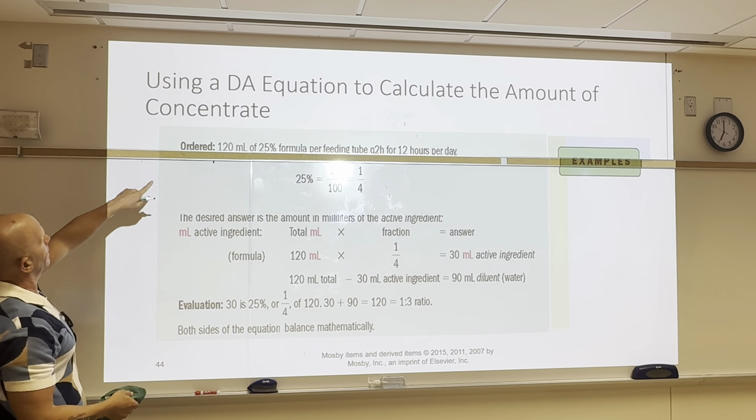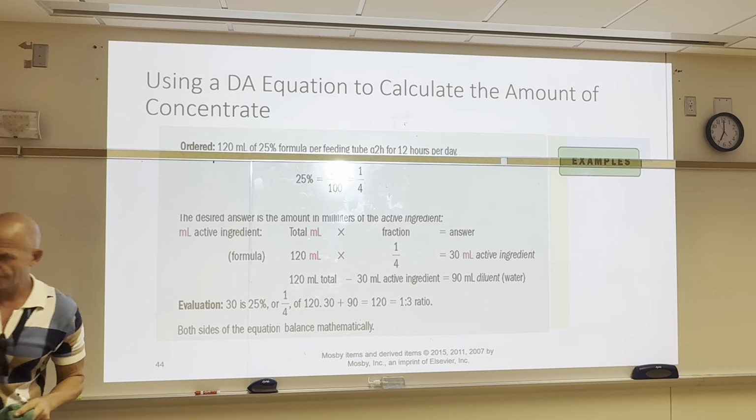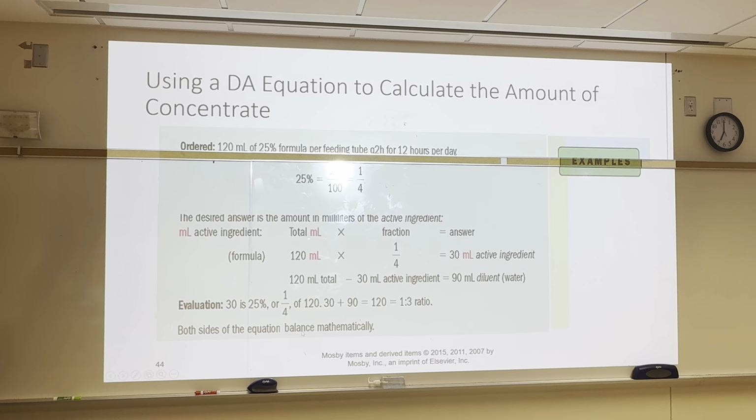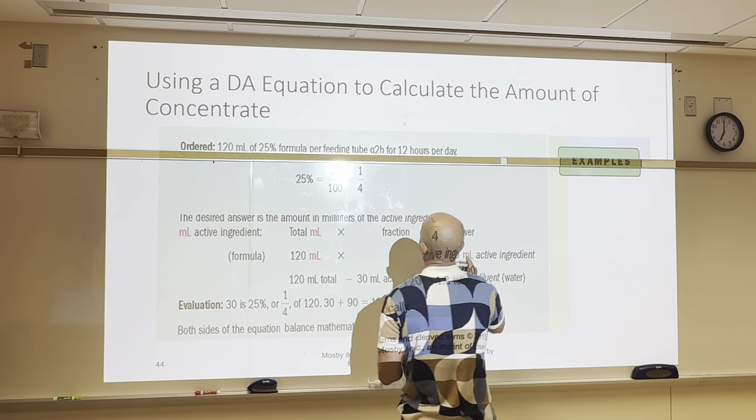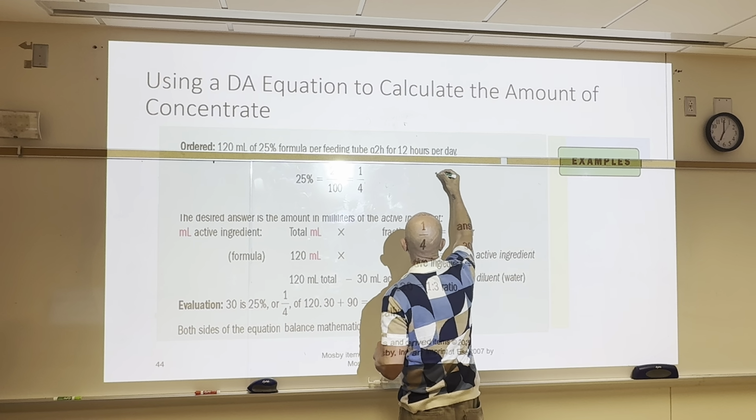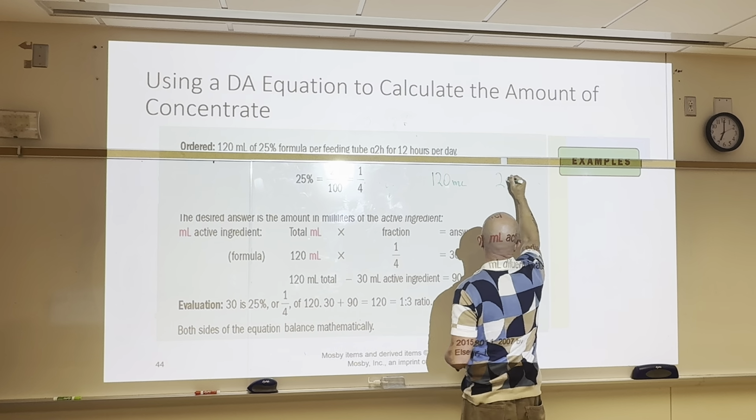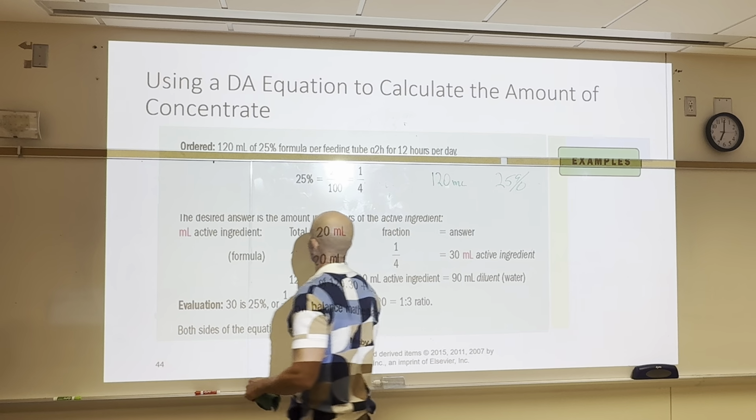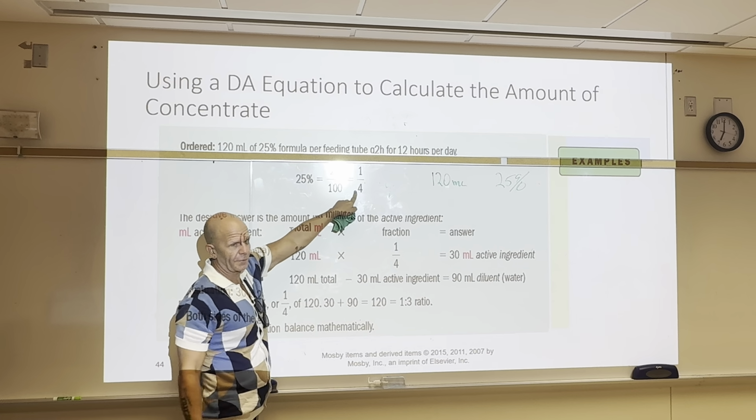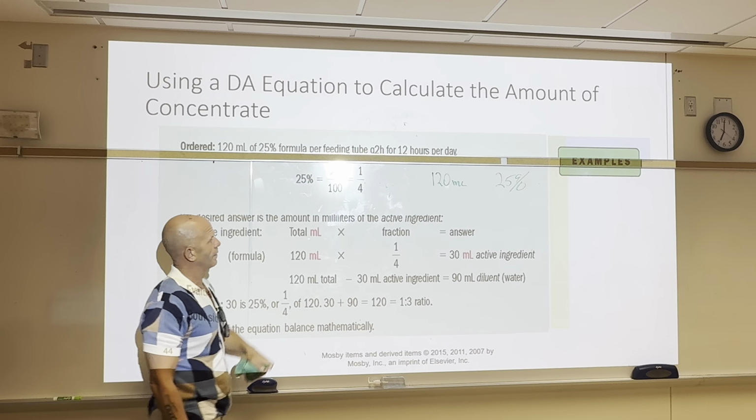So 120 mLs of 25% formula per feeding tube, okay, here's your order. See it up here? It's 120 mLs of 25% formula per feeding tube every 2 hours for 12 hours. Let me write it here so you guys can see it. It's 120 mLs at 25%. Okay? So, 25% converts into 1/4, that's your fraction. 25 over 100 is 1/4.